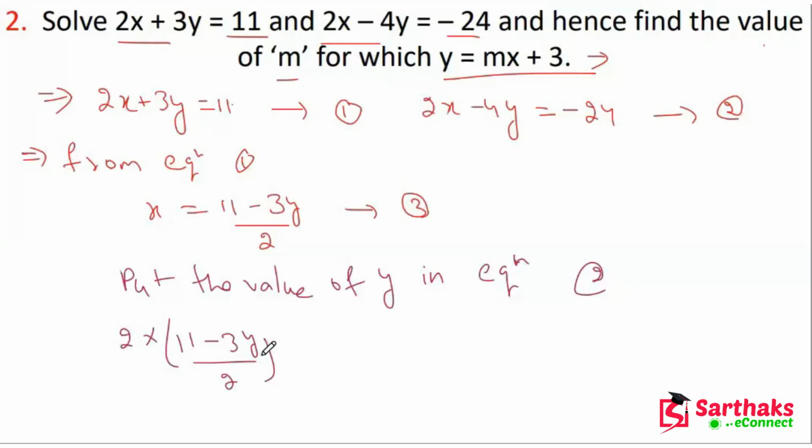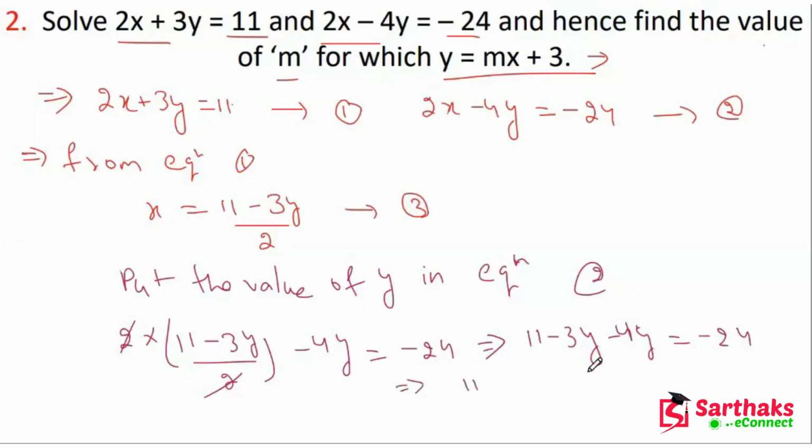Okay, and minus 4y is equal to minus 24. Now this goes 11 minus 3y minus 4y is equal to minus 24. Okay, now what is the condition? What is the value of y? 11 minus 7y is equal to minus 24. Okay, now shift the value of 11 to the RHS.